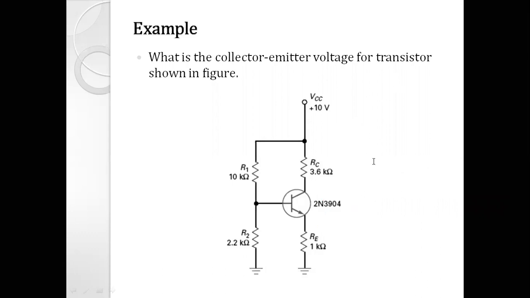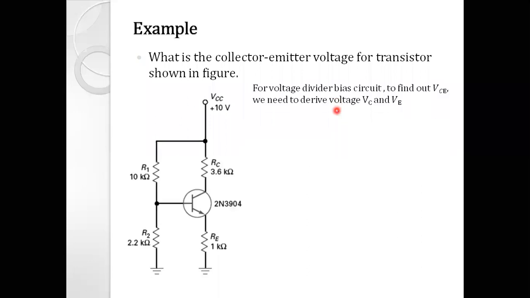Necessary values are given in the diagram itself, right? So we will take help of these values and we will find out the voltage drop between collector and emitter terminal, right? So what is the first step to find out VCE? The first step is we need to derive the voltage at the collector terminal as well as the voltage at the emitter terminal. So if we get VC and VE, then we can easily find out VCE, right?